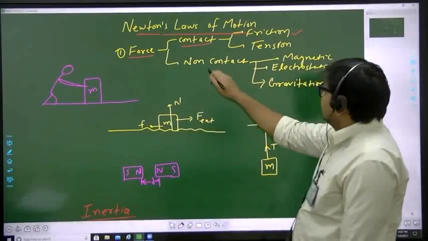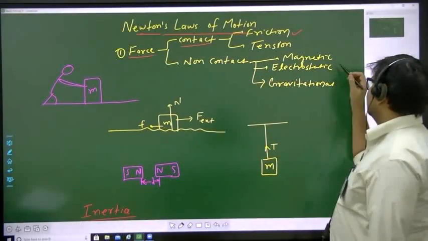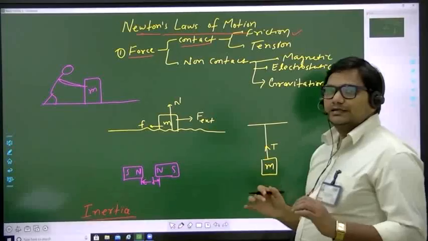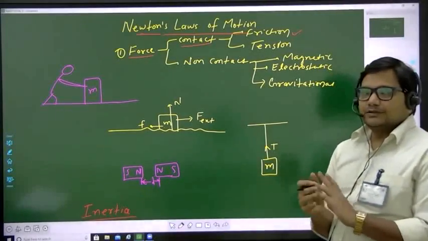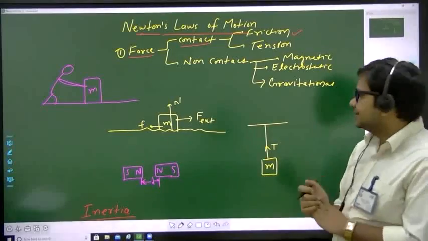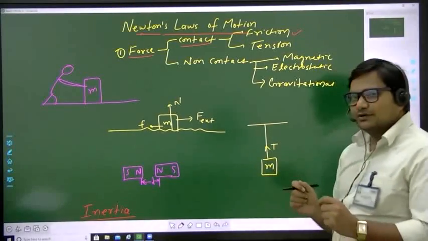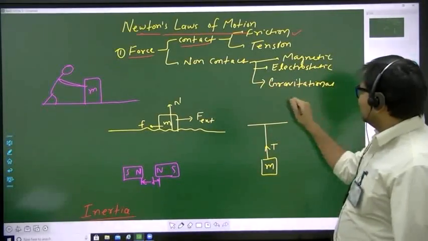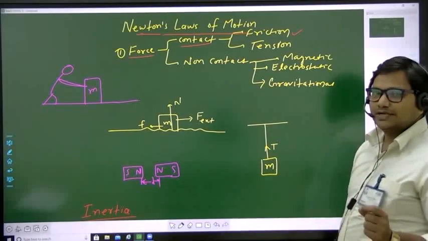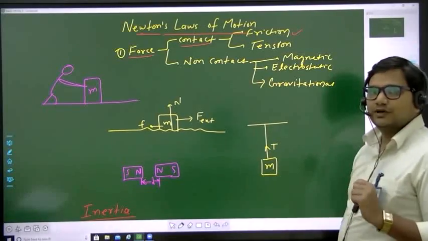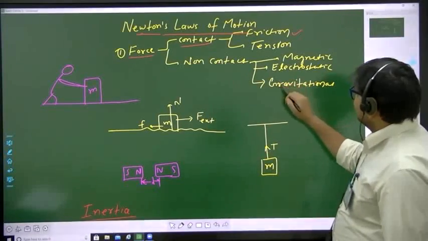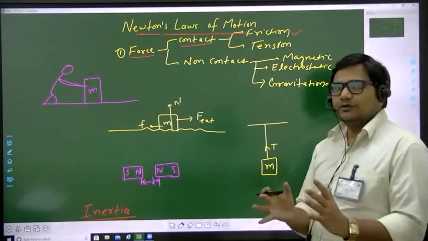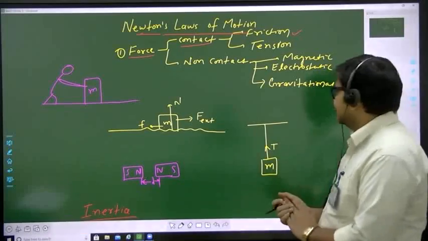A second category of force is non-contact force, and its examples are magnetic force, electrostatic force, and gravitational force. As we all know, Earth revolves around the Sun in an almost circular path, and to move any object in a circular path, a force is required, which is centripetal force. And here gravitational force plays the role of centripetal force during the revolution of Earth around the Sun. So this is a non-contact force because there is no physical contact between Earth and Sun. They are far away from each other. Still, this force is acting.